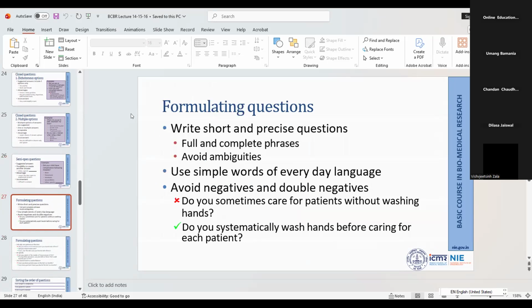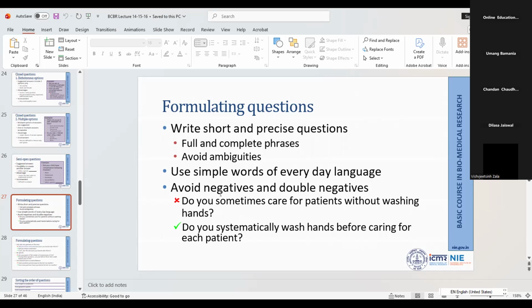Now, how to formulate the questions that we are going to ask the respondent. Write short and precise questions, with full and complete phrases. For example, if we are going to ask the age of the patient, it is better to ask in a way like, what is your age in years? So it is called a full and complete phrase. So there will be no confusion, and avoid ambiguities. Use simple words of everyday language to avoid any misunderstanding.